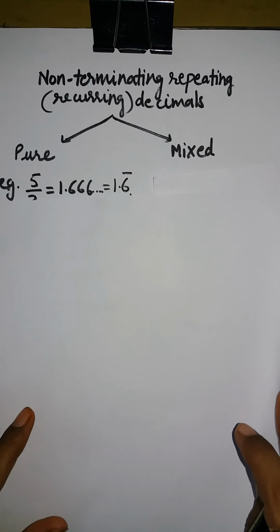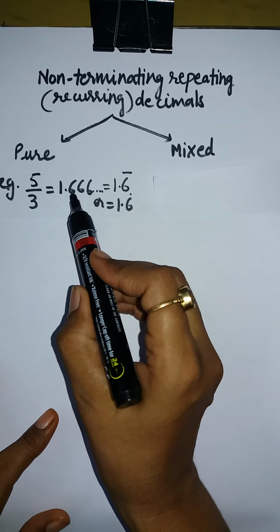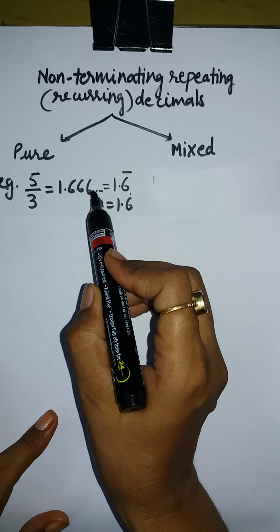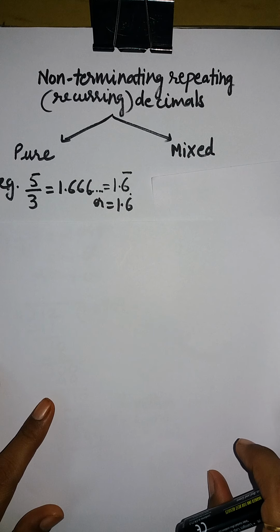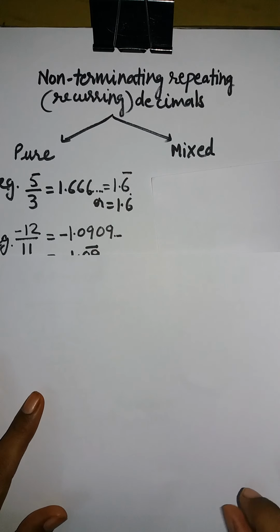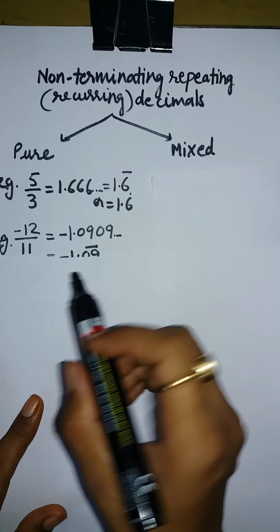What is pure? Let us understand. When we see 5 divided by 3 here, we can see in the decimal part that the digit 6 is repeating itself a number of times. It's pure. Why is it pure? Because only one digit is repeating itself so many times.